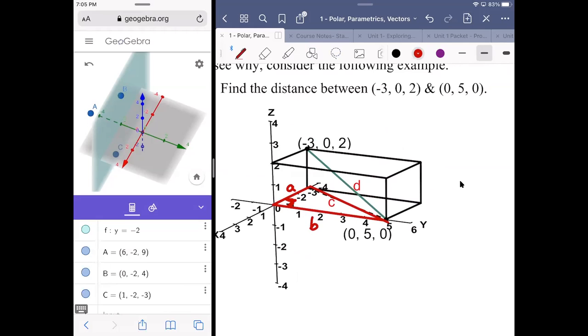Now, we also have, if we're trying to find the distance between 2 points in space, so for example, in this case, (0, 5, 0) and (-3, 0, 2), we need to account for elevation, the height off of the XY plane, right? So that's where this vertical segment comes into play. So we get another right angle here, another perspective drawing of a right triangle. Poor quality, of course, but it's still there.